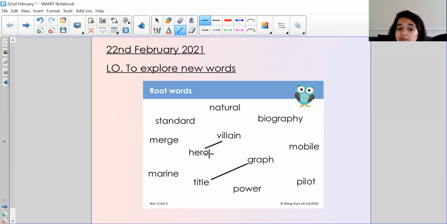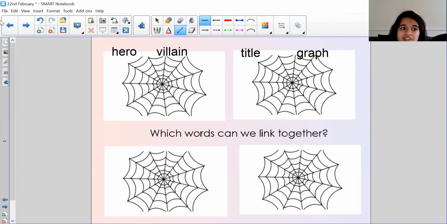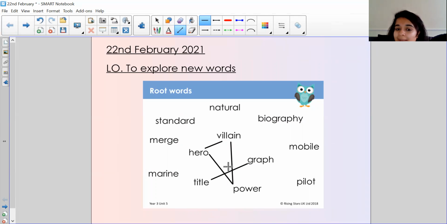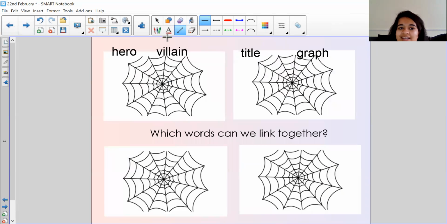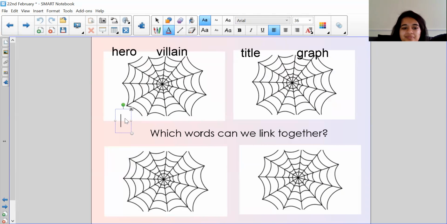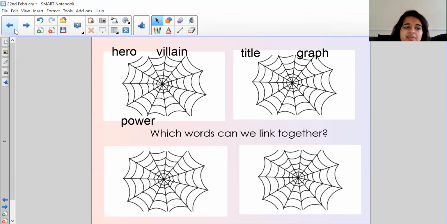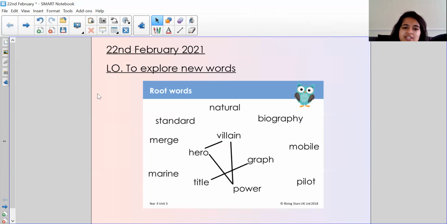Maybe we talk about heroes. We do talk about superheroes. They do have power. Villains tend to have power as well. So maybe, as you can see, there's already a little bit of a web forming over here. So that's the activity that we're doing right now. Maybe I could put power here. Okay, so have a moment, think about if you could link any of those words together to help you remember what they mean. All right, don't take too long because I'm going to show you what the answers are anyway. All right, so just have a think.